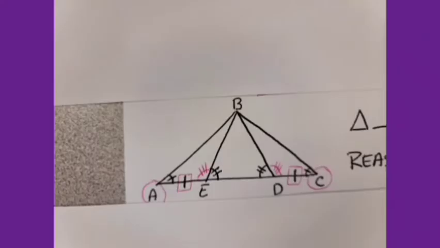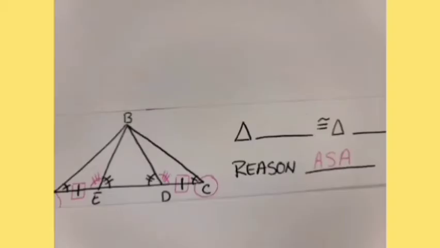So the angles at E and D are congruent, but it's the wrong ones. But considering that they are linear pairs, that means the angles on the other sides are congruent also, which puts them inside the triangles that we're looking at, AEB and CDB. So again, we have an angle followed by a side followed by an angle. So angle, side, angle is our reason that these two triangles are congruent.